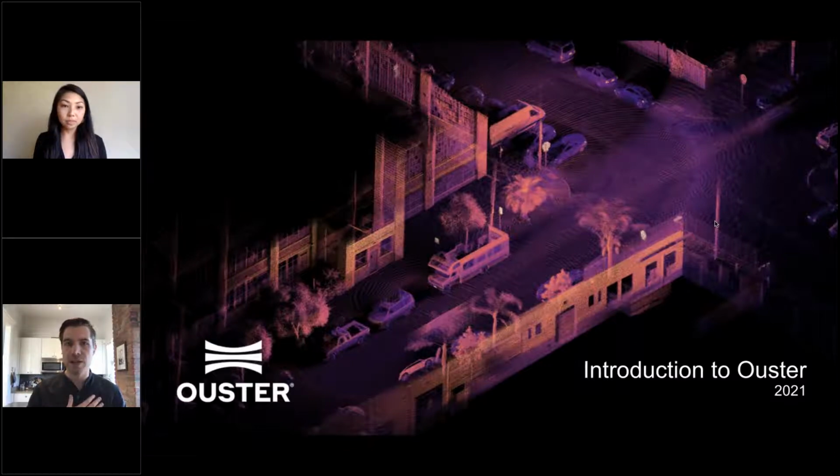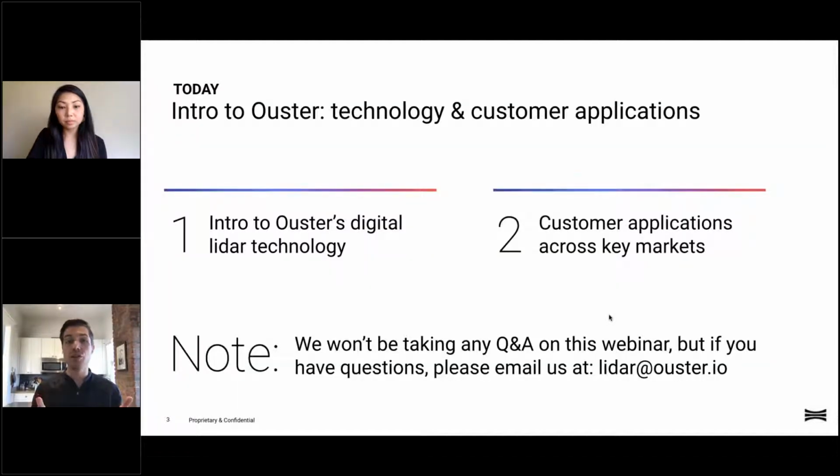Again, my name is Tom Gray. I'm the Director of Product Marketing here at Ouster, and joined by Sam Chan, who's on the product marketing team with me here. So today we are going to cover this in two big sections. The first section, I'm going to talk about Ouster's digital LiDAR technology, the markets that we play in, and why we designed our sensors the way we did. And then Sam's going to take you through some of the use cases we have in these different industries and some of our customers and some of the cool things that they're doing.